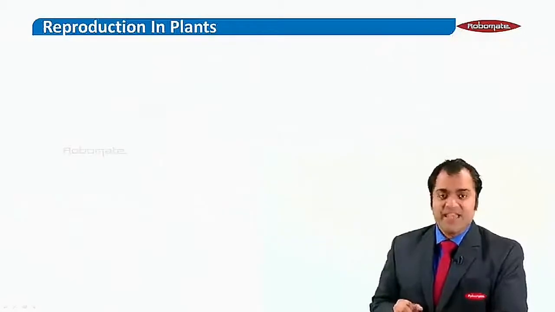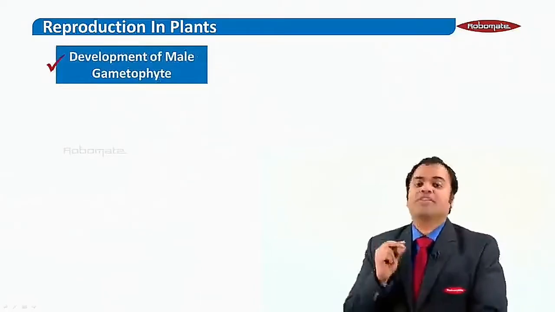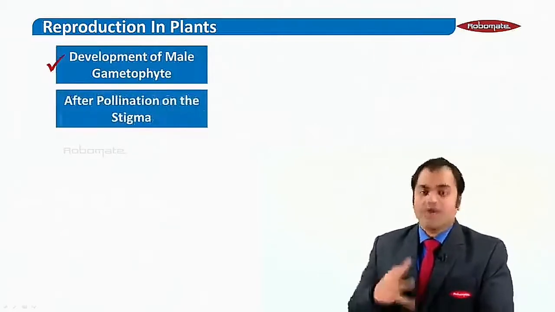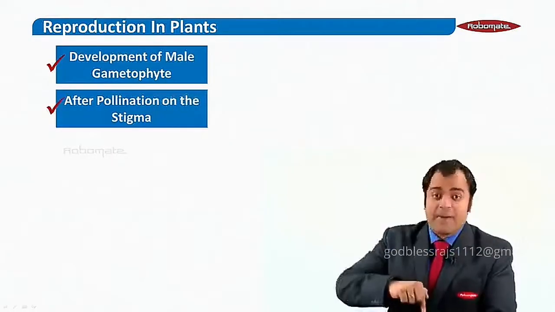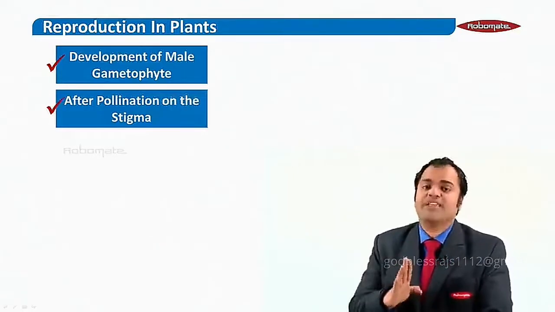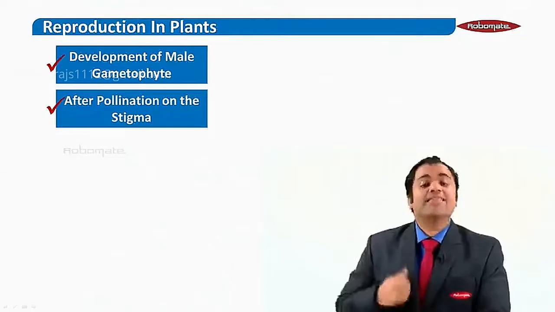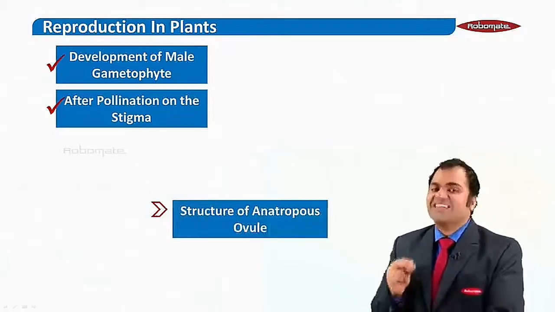Is that okay? So in this module, I have talked about the second stage of the development of the male gametophyte, where I've discussed what happens after pollination in the pollen on the stigma, and how it changes from a two-cell pollen to a three-cell pollen. In the next module, I'll be talking about the structure of the anatropous ovule.